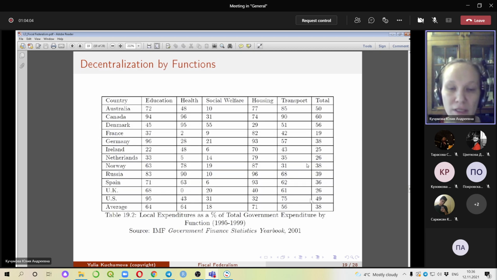So let us look at this table. A number in this table shows the local expenditures as a percent of total government expenditures by function. By function means whether it's spent on education, health, social welfare, housing, transport. There could be other functions as well.